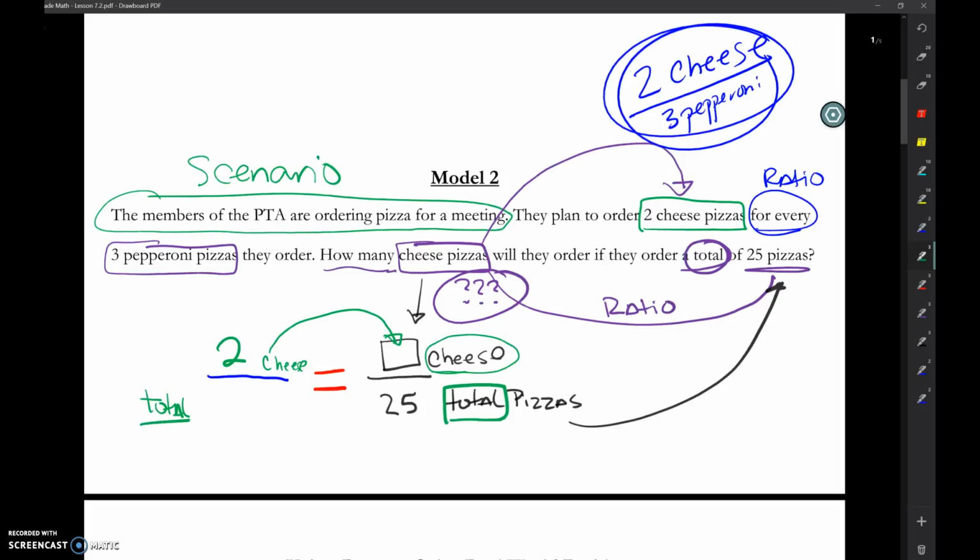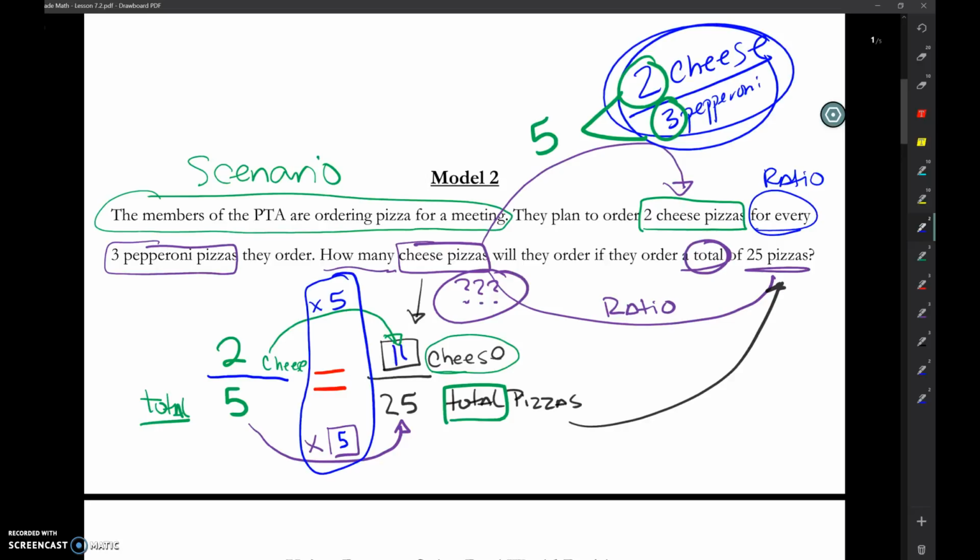Where do I find my total? Well, if I'm going to have 2 cheese and 3 pepperoni, my total would be 5. So I'm going to put 5 down here, which is my total. And then I would do my steps. 5 times some number equals 25. So 5 times 5 equals 25. And whatever we do on the bottom, we do on top. So 2 times 5 is 10. So if we ordered 25 pizzas, 10 of them would be cheese.